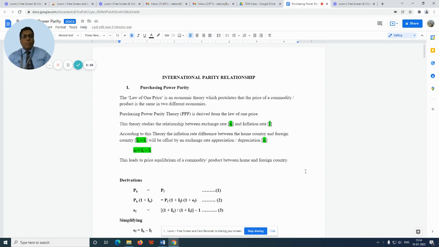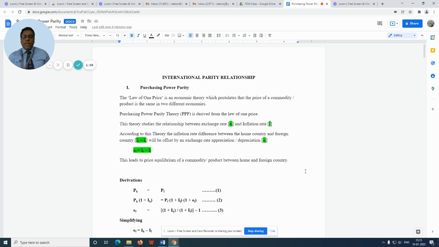So, what does the purchasing power parity theory tell us? According to this theory, the price of a product would tend to be the same in two different countries if it is measured in terms of the same currency. So we have two types. One is called the absolute purchasing power parity, and the other one is the relative purchasing power parity. This theory actually studies the relationship between exchange rate and inflation rate.